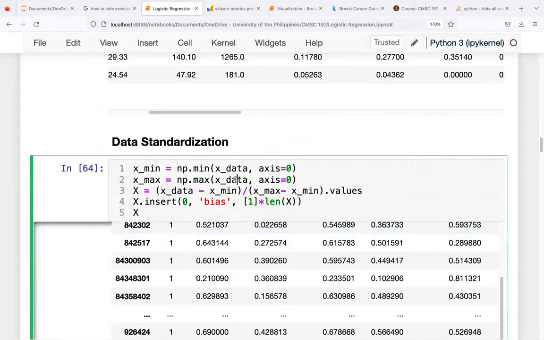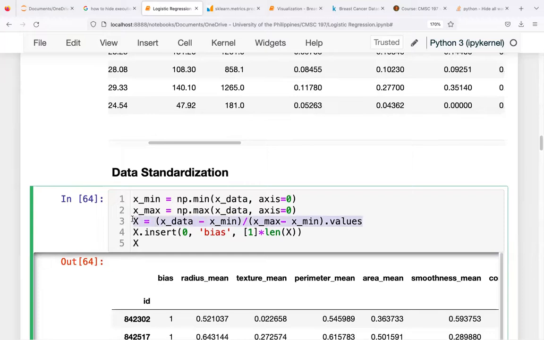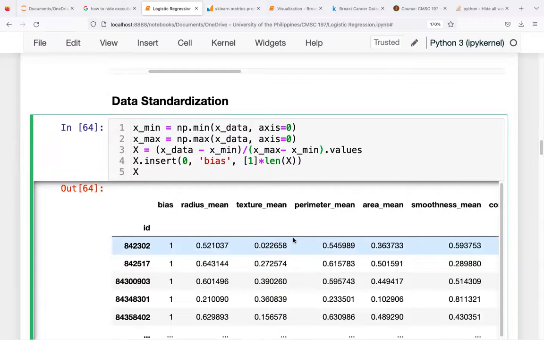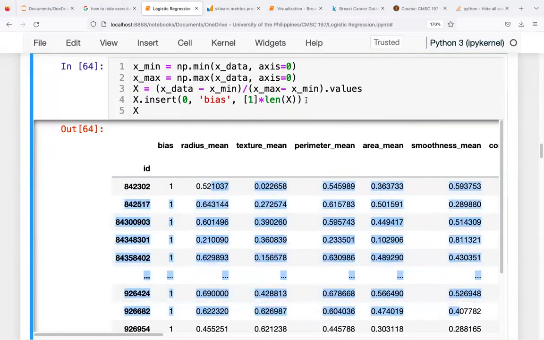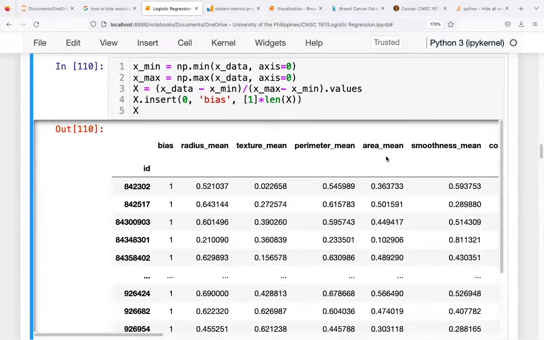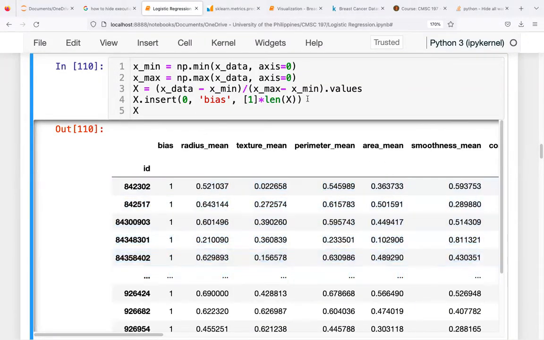Okay, so what we can do is to use this standardization formula, wherein we subtract the minimum from the data, divided by the maximum minus the minimum. Okay, and then so it will give us standardized data. As you can see, they are now of the same scale. And we are also going to insert another column, bias, that is composed of all ones.